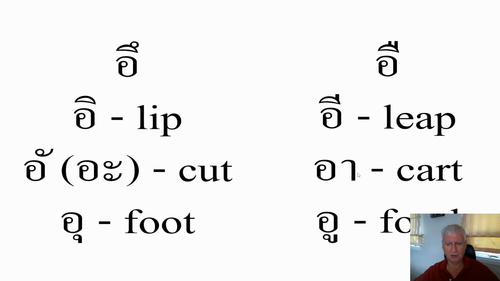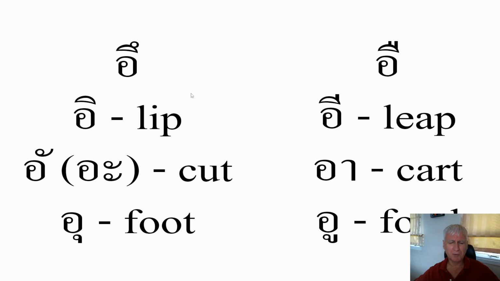And then we've got the long R vowel, as in cart. And the short U vowel, as in foot, also in put, but English uses a U for that sound. And the long Oo, as in food. And today we're going to do two more vowels. We've got a short version and a long version.